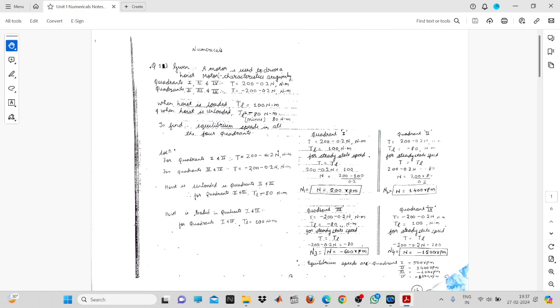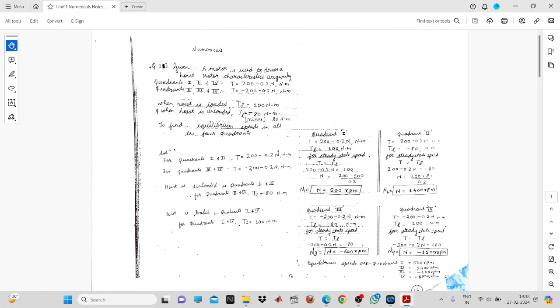Now in this question, what is given? A motor is used to drive a hoist. So basically the application, or you can say the load, is a hoist, and the motor characteristics are given. You can see here the quadrants are given, and in each quadrant the motor torque is given. When the hoist is loaded, the load torque will be 100 Newton meter, and when the hoist is unloaded, the load torque will be minus 80 Newton meter. You will have to calculate the equilibrium speed in all the quadrants.